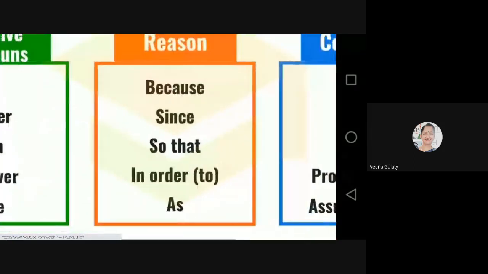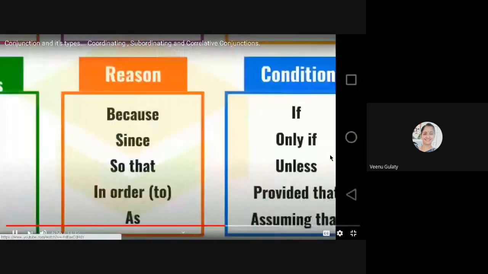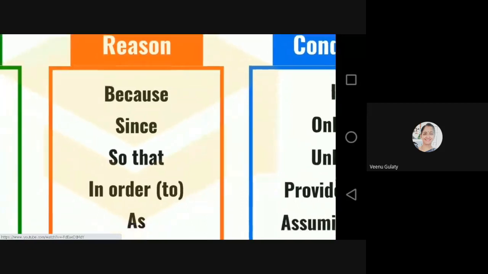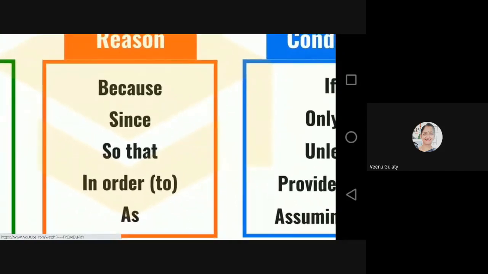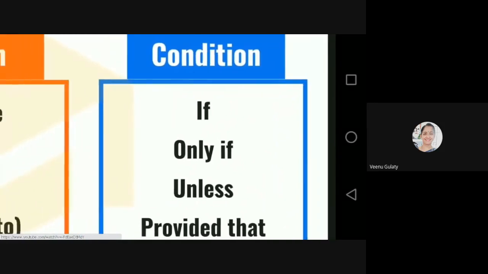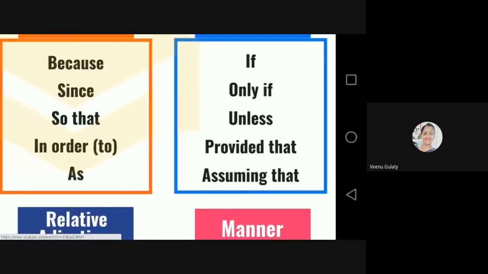Of course, some subordinating conjunctions describe the reason. If you ask why are you doing like this, to answer that question, the reason conjunctions are: because, since, so that, in order to, as. Next, we move on to some other subordinating conjunctions. Condition, conditional sentences: if, only if, unless, provided that, assuming that.